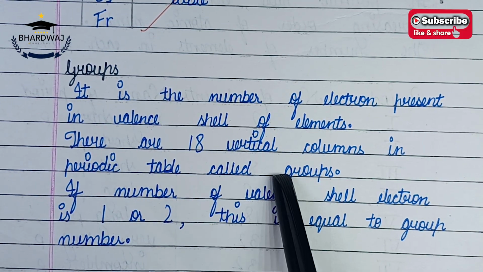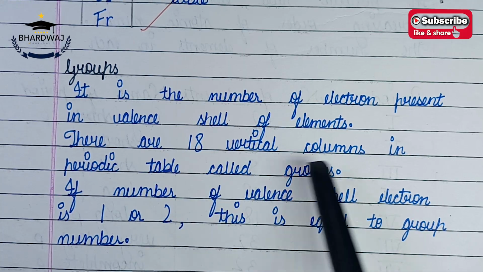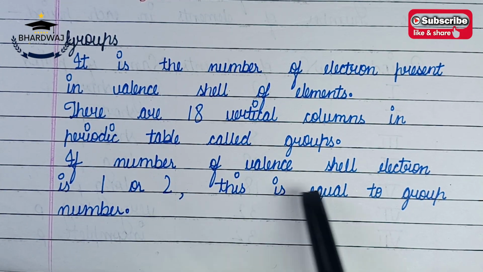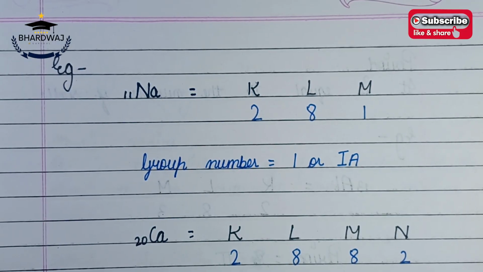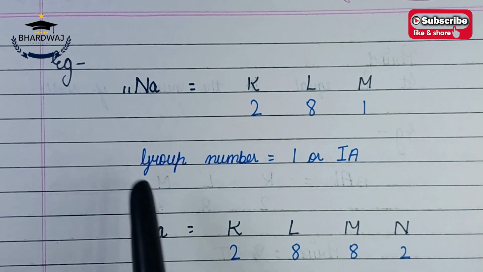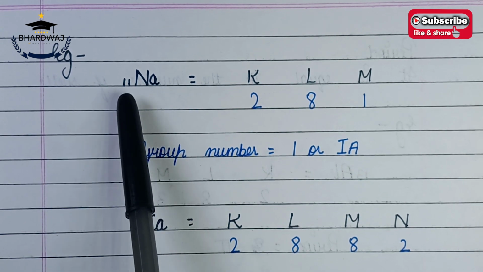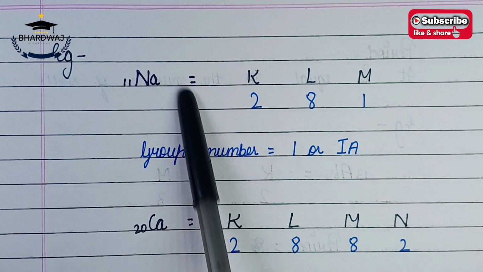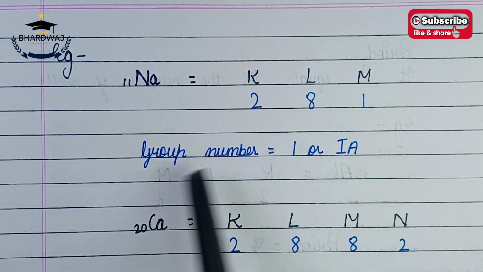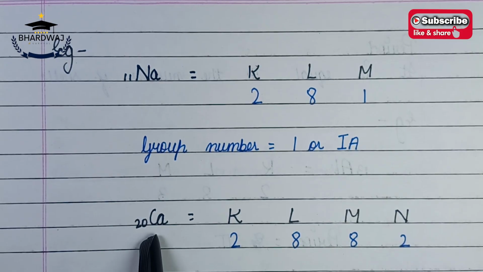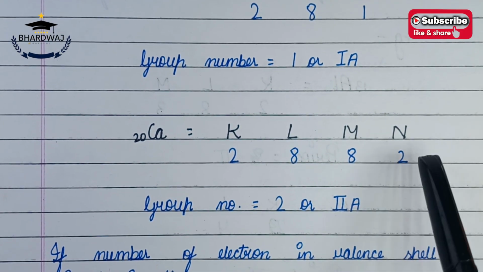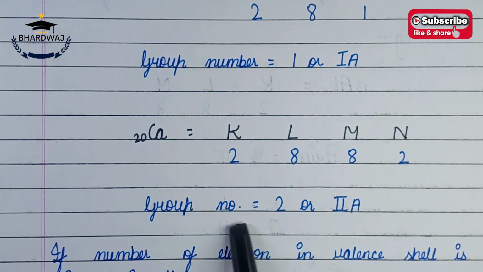There are 18 vertical columns in periodic table called groups. If number of valence shell electrons is 1 or 2, this is equal to the group number. So now let's have a look at some examples where we'll calculate the group number. The first one is sodium, and if we do the electronic configuration, we see that the last shell contains one electron. So the group number is 1. Second example, calcium. If we do the electronic configuration, the N shell contains 2 electrons. So the group number is 2.